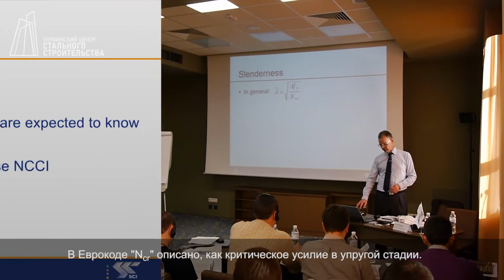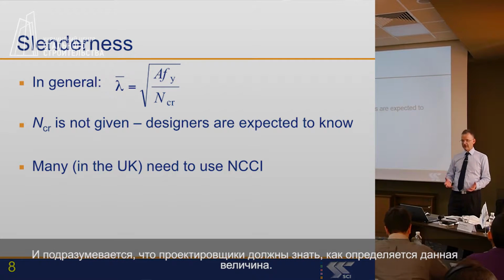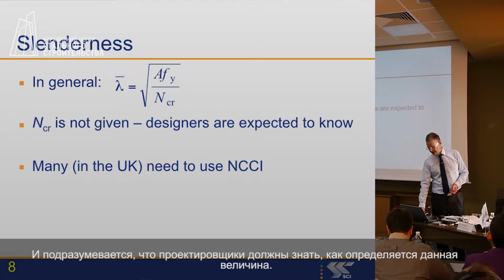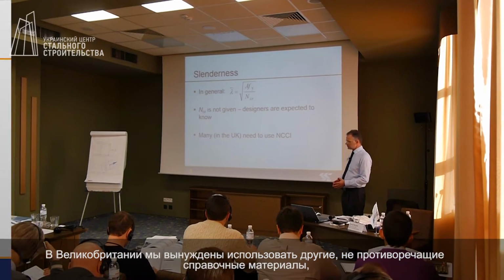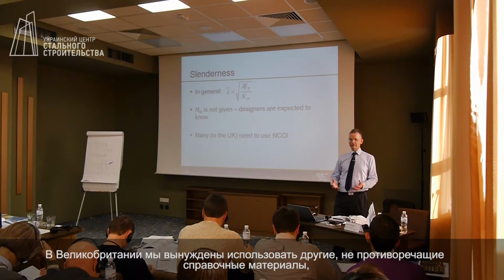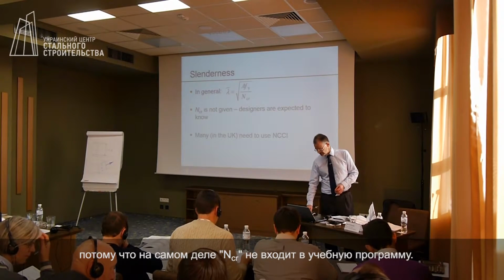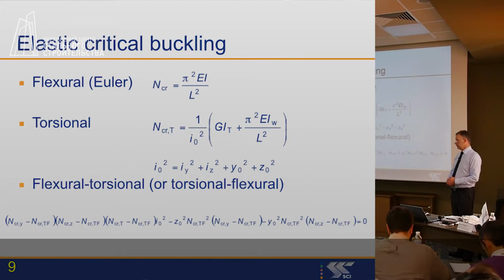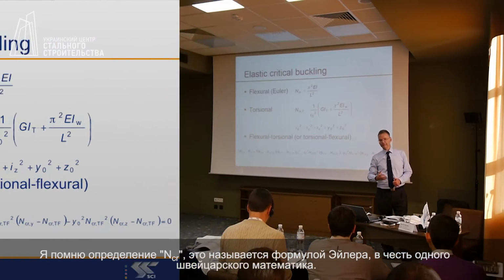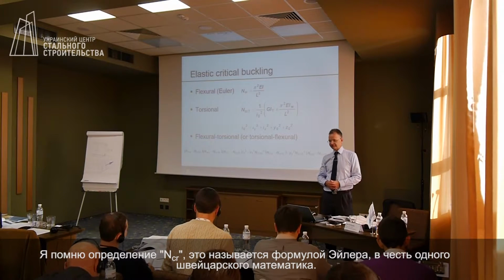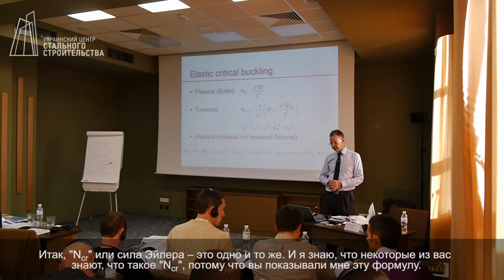It says in the Eurocode that it is the elastic critical buckling load, and designers are expected to know what N crit is. In the UK, we would have to turn to some other authoritative guidance, because N crit is not really part of our undergraduate education. I do remember N crit, but I would know it as the Euler load. He was a Swiss mathematician. So N crit and the Euler load, they are one and the same.